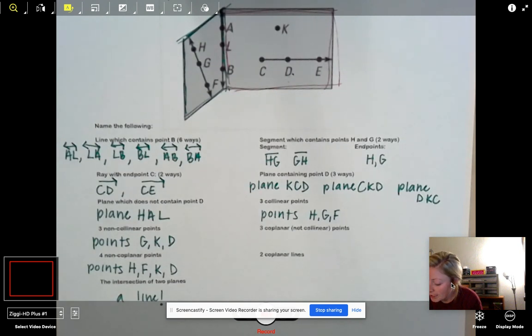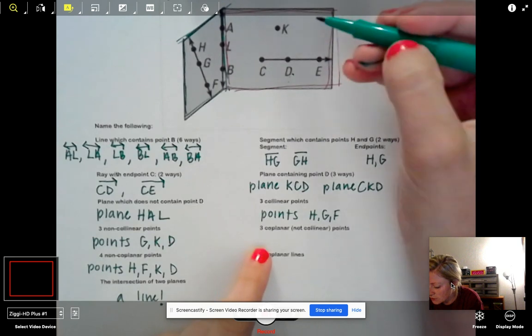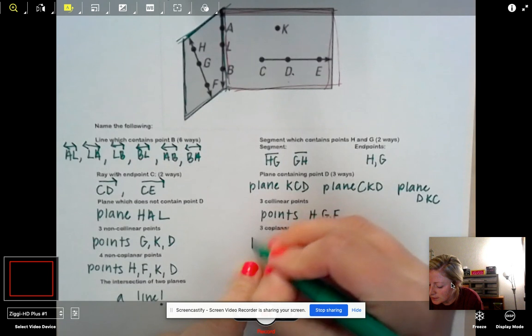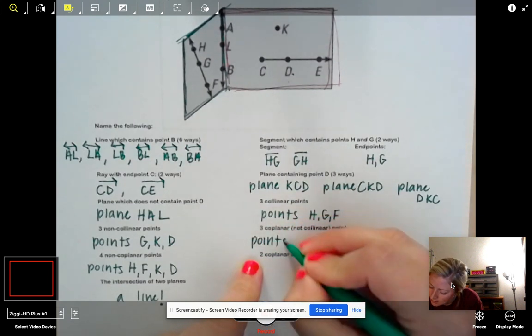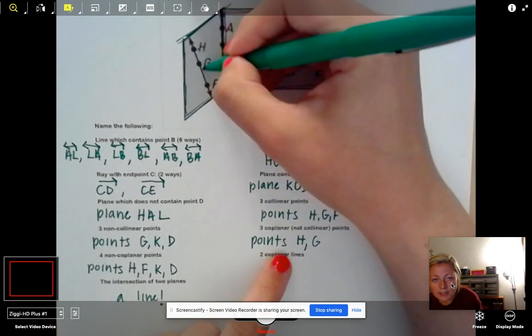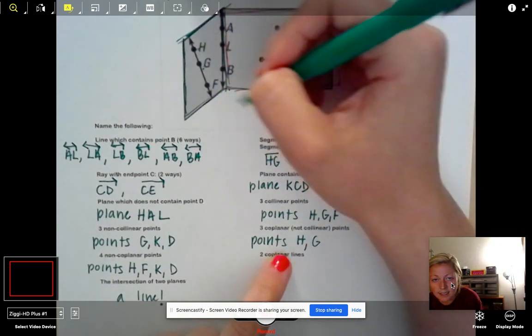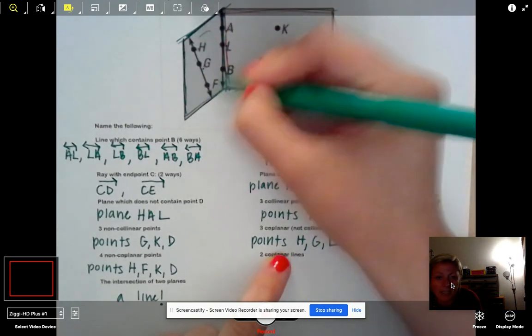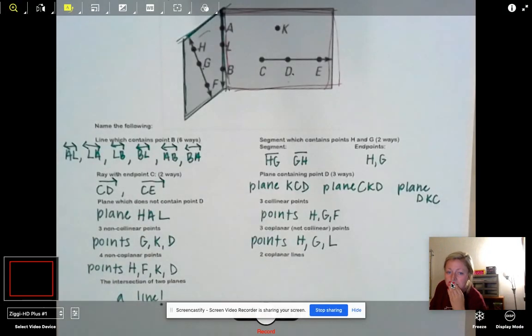Name 3 coplanar points that are not collinear. So we want to pick 3 points on the same plane that do not lie on the same line. So let's do, should we work with this guy on the left? So we could do points H, G. So these 2 are on the same line. So now we have to pick a point that's not on this line. So should we do L? Because L is still on this plane, so it's coplanar. It works.